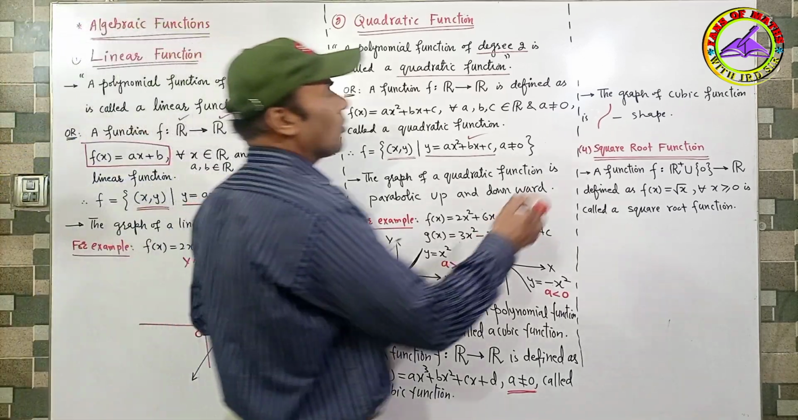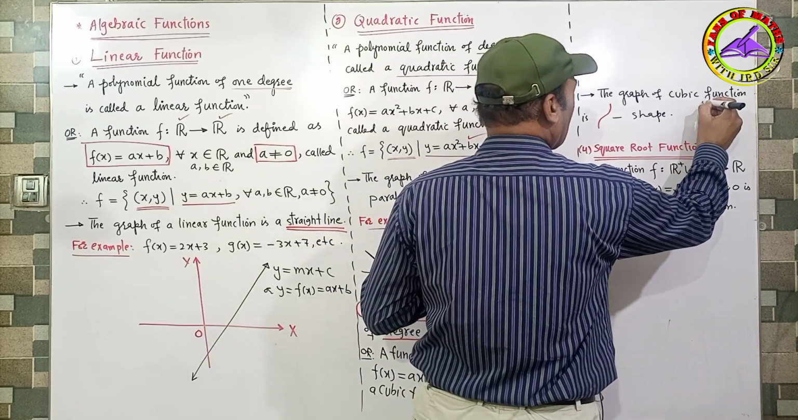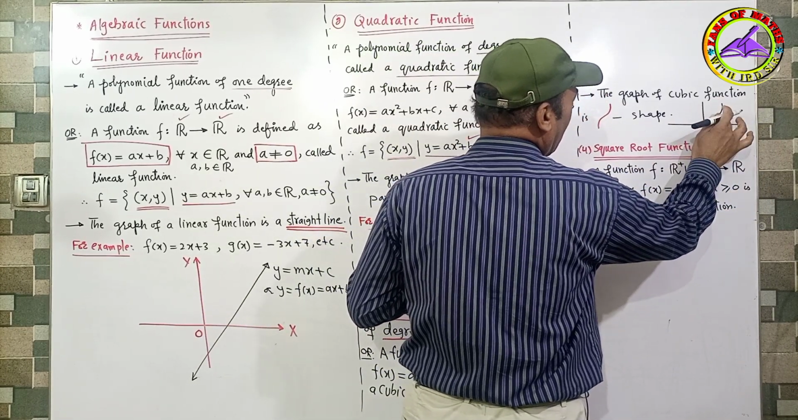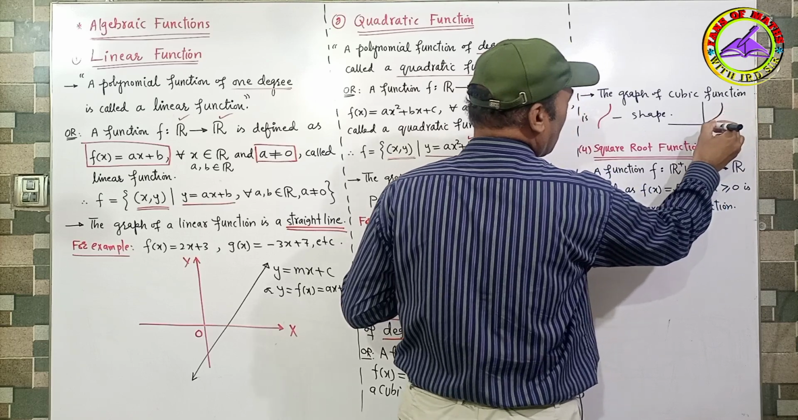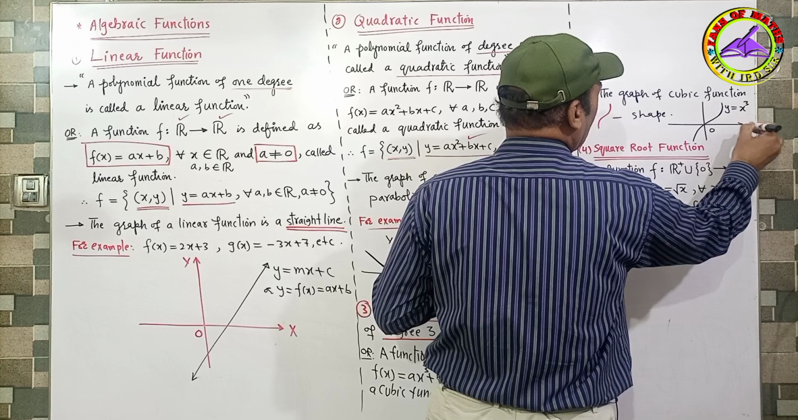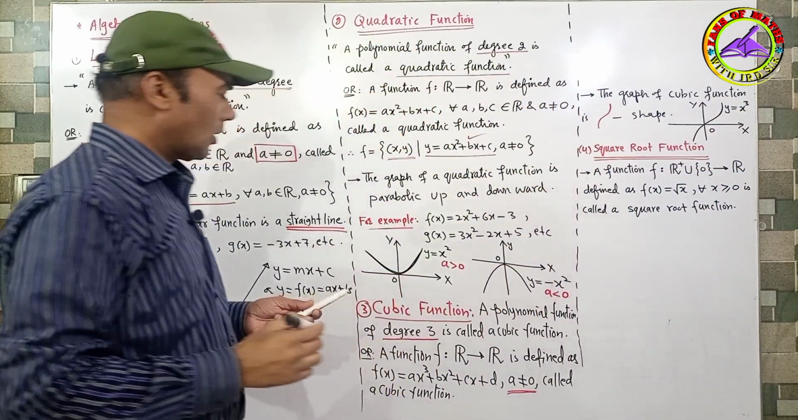And the graph of cubic function is in this shape, बेटा ये shape है. For example, if you draw the graph of x cube, तो x cube का graph बेटा ऐसे बनेगा. It will pass through the origin. Origin से ये graph होगा y is equal to x cube in the Cartesian coordinate plane. So this is the graph of the cubic function.